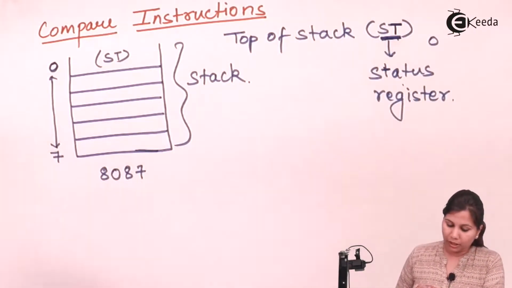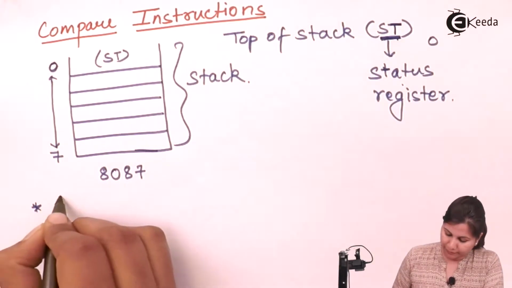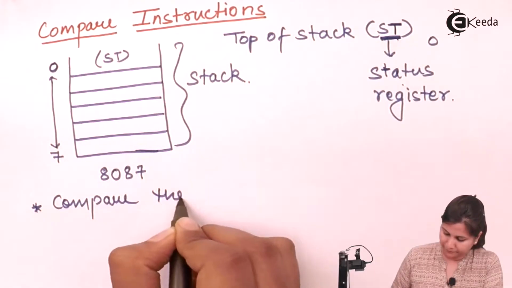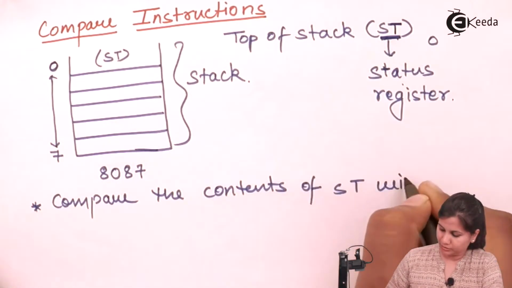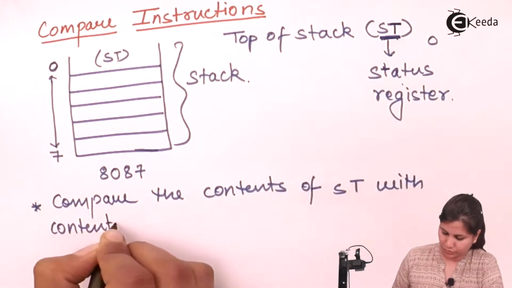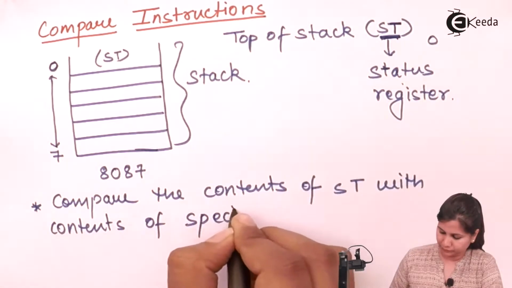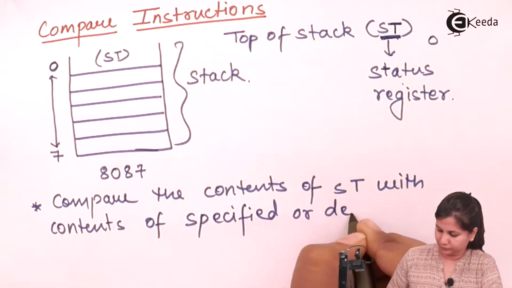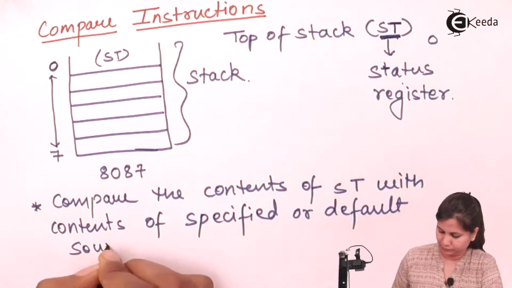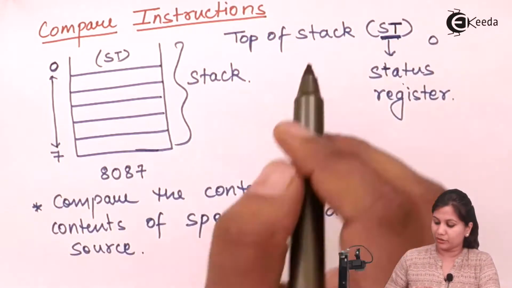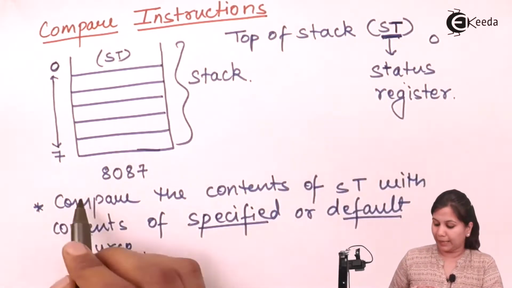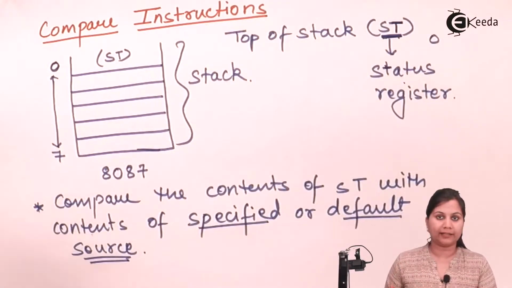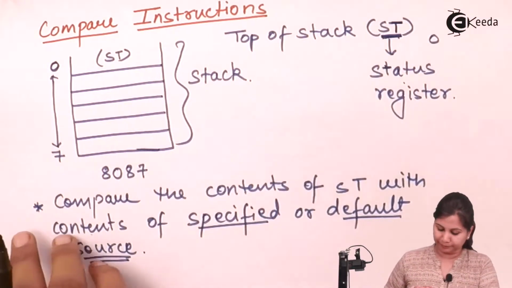Now, these compare instructions compare the contents of ST with the contents of the specified source. Whatever is in ST will be compared with the contents of the specified or the default source. Comparison means it will find out which of the numbers is greater than or less than the other, or whether they are equal to each other. Now how will this comparison result be displayed?